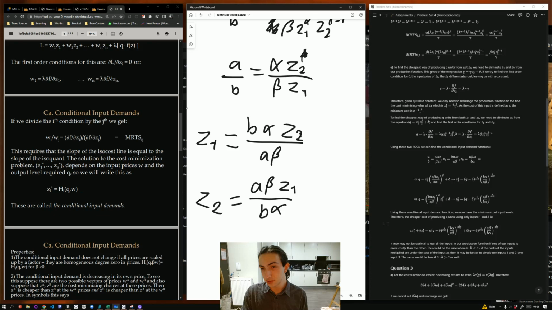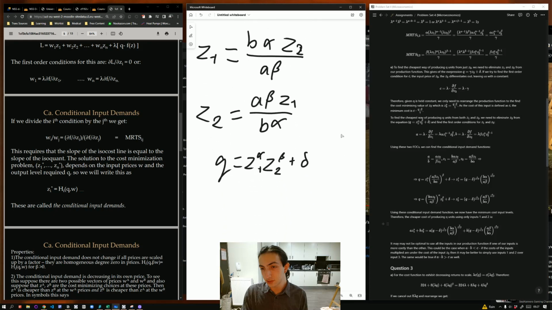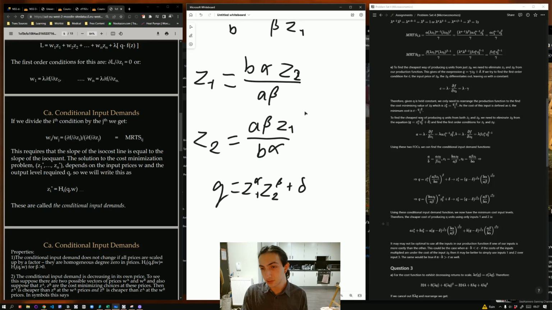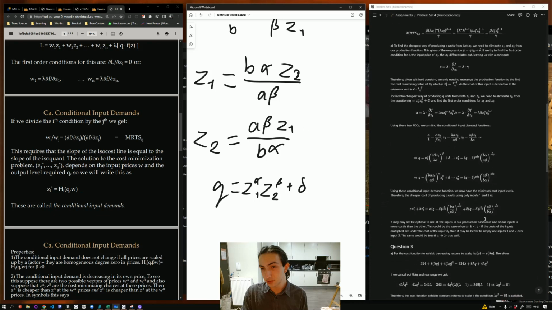Now, if you were to put these into the production function that was slimmed down with just 0, 1, and 2, which would be something like Z1 alpha, Z2 beta, plus delta, we've just removed the Z3. If I was to find the conditional input demand function for Z1, I would replace Z2 with this expression. And if I was going to find the conditional input demand for Z2, I'd replace Z1 with this expression. You can see I've done that here. I'm just going to put these in to show you what to do.